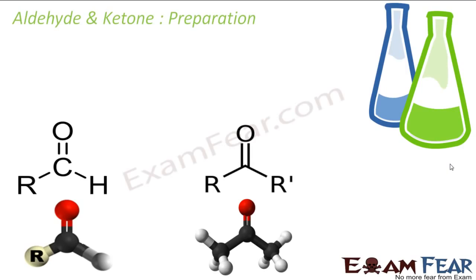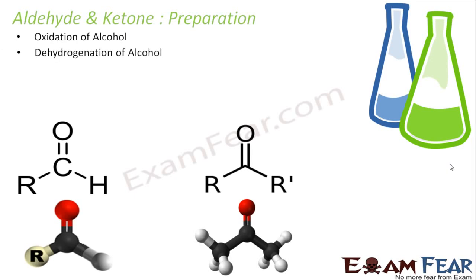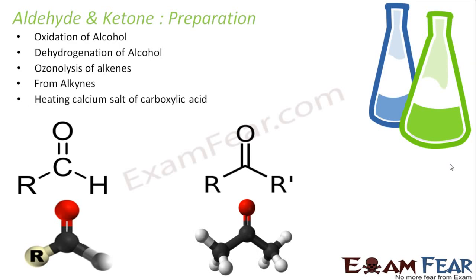As I told, the way I have bucketed this whole chapter is aldehyde and ketone is one part and carboxylic acid is one part, because aldehyde and ketone have a lot of similarity. Whether you talk about the chemical property, physical property, or methods of preparation, they have similar properties. So aldehydes and ketones can be prepared by oxidation of alcohol, dehydrogenation of alcohol, ozonolysis of alkenes. We can also prepare from alkynes, by heating calcium salts of carboxylic acids, and from the Grignard reagent.